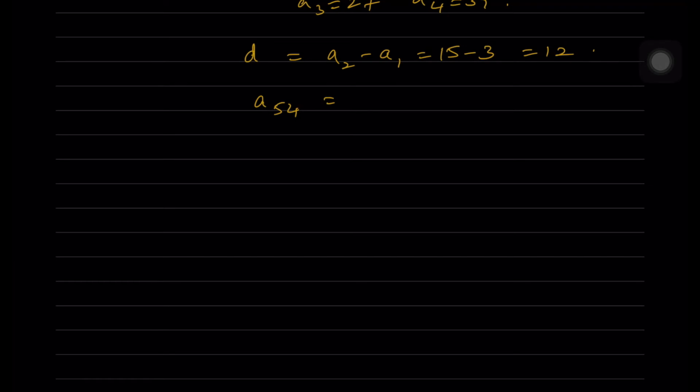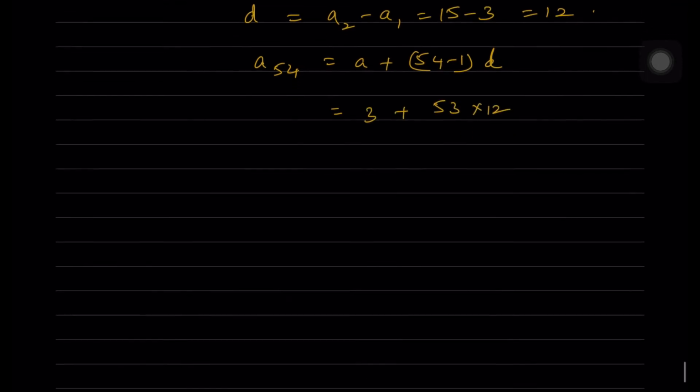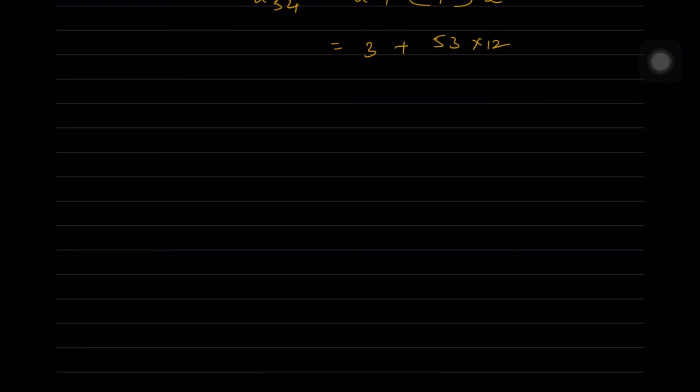A54 is equal to A plus 54 minus 1 into D. So here A is nothing but 3 plus 53 into 12, because the common difference we got is 12. So which is equal to 3 plus 636, which is equal to 639.